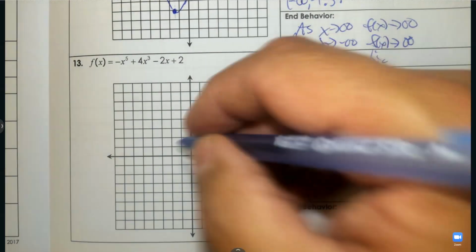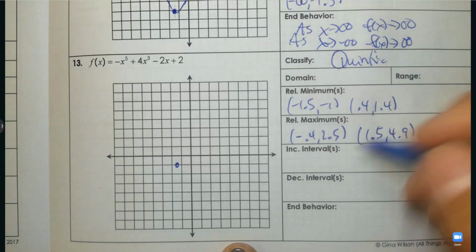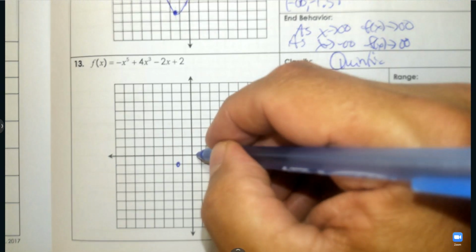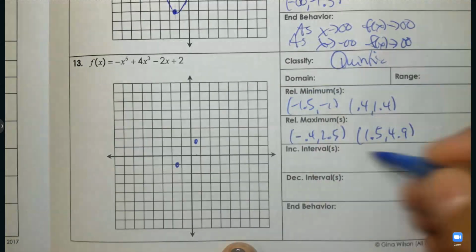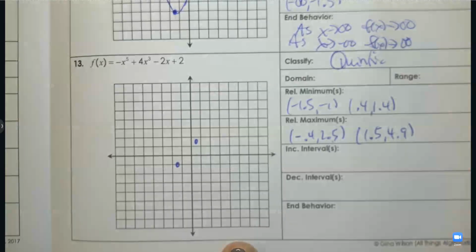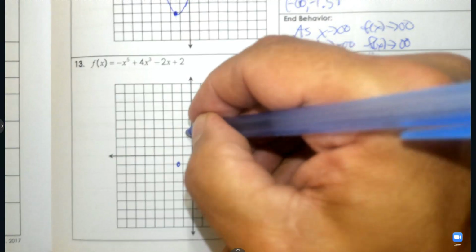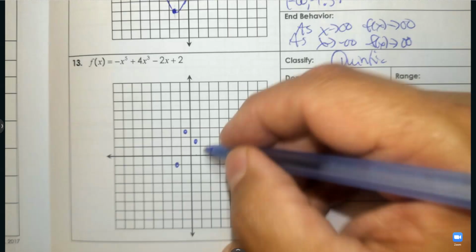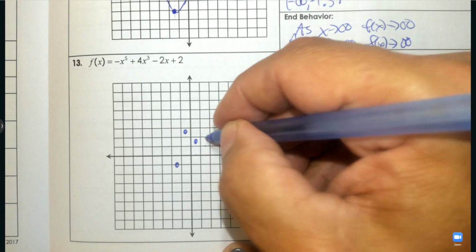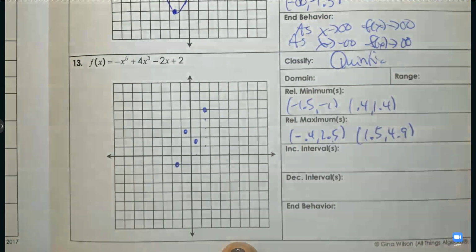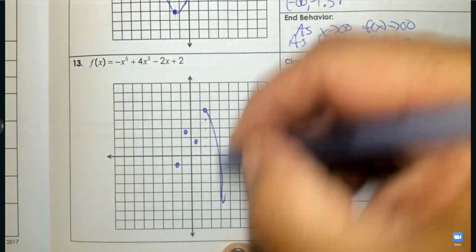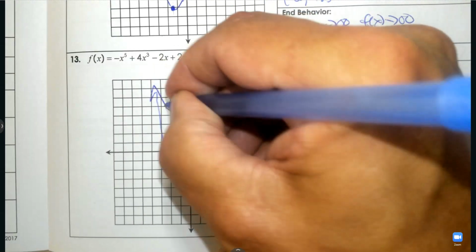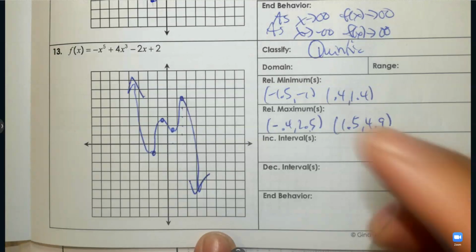So negative 1.5 and negative 1, 0.4 and 1.4, negative 0.4 and 2.5, 1.5 and 4.9. All right, and we know the right end goes down and the left end goes up. Kind of looks like that.